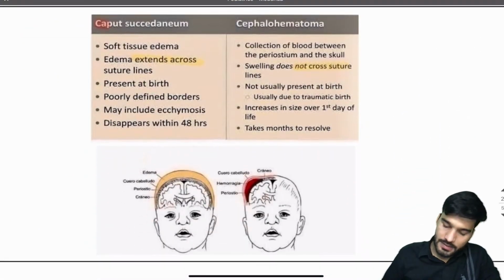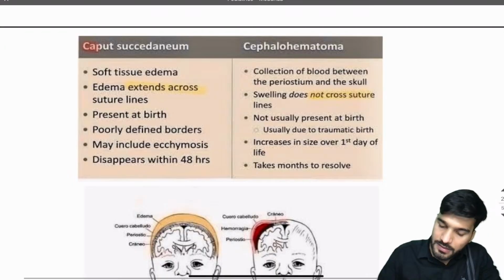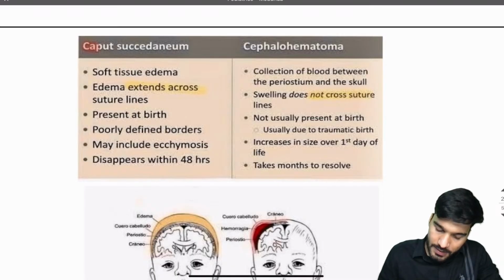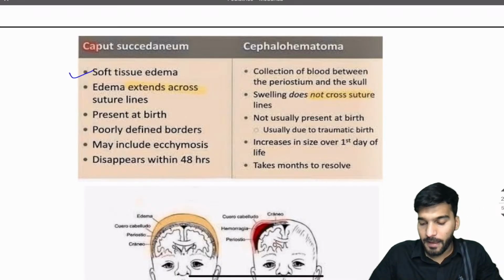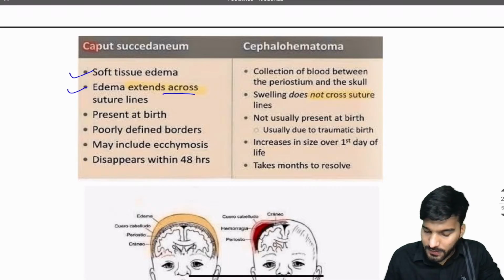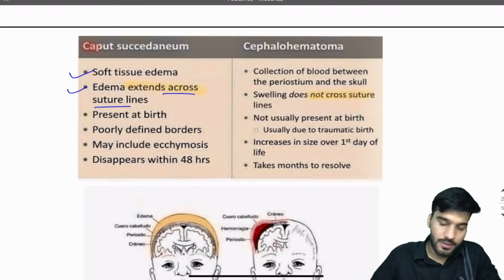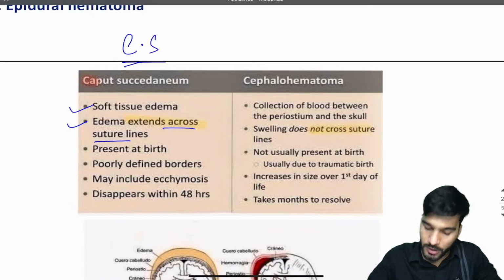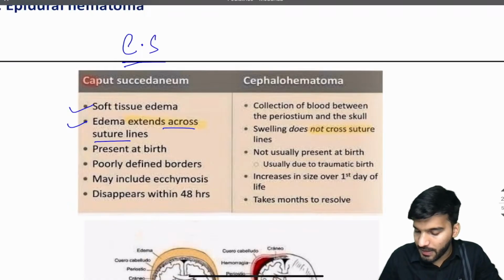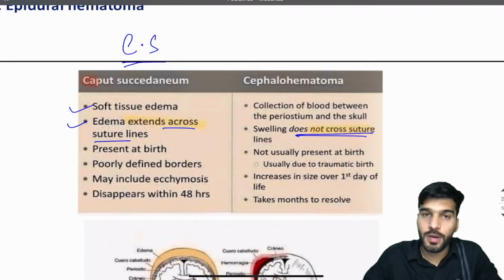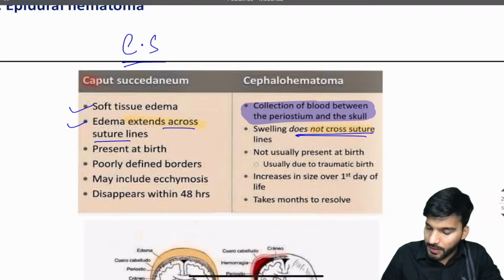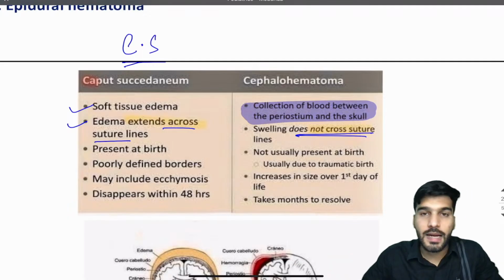Okay, so let's discuss the two conditions, caput succedaneum and cephalhematoma. Caput succedaneum is a soft tissue edema and it extends across the suture line. So you can easily remember caput succedaneum, CS, that means cross the suture. If it does not cross the suture, that is going to be cephalhematoma. What is cephalhematoma? It is a collection of blood between the periosteum and the skull.